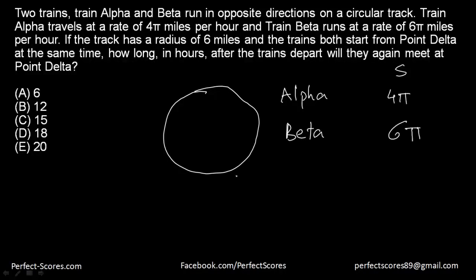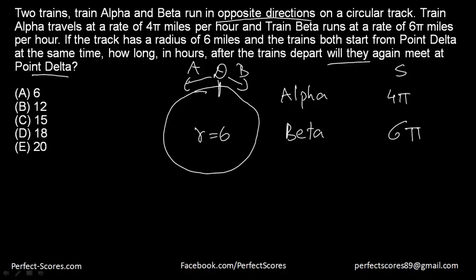If the radius of the track is 6 miles, and the trains both travel from point delta, so let's suppose this is the point delta, that is what they start from at the same time, right? And it's already given in the question that they travel in opposite directions. So let's suppose alpha travels in this direction and beta travels in this direction. Now the question is asking how long in hours after the trains depart they meet again at point delta.